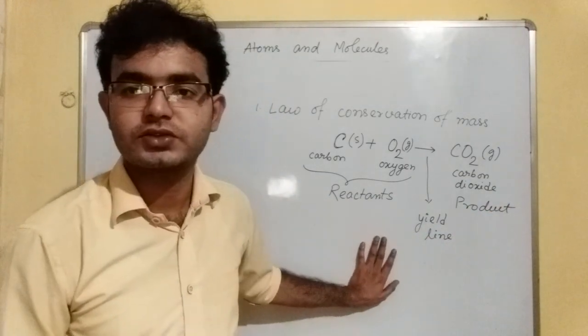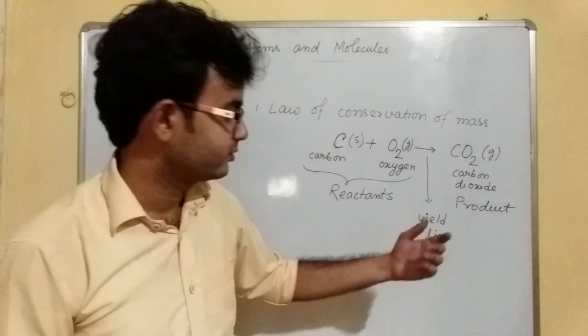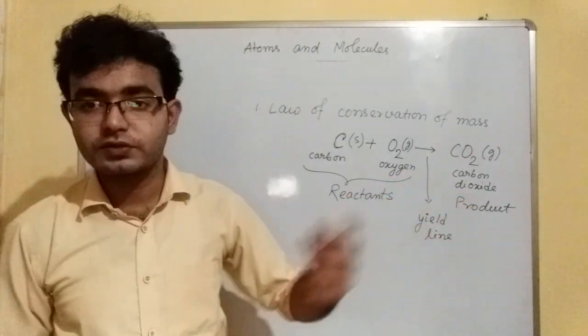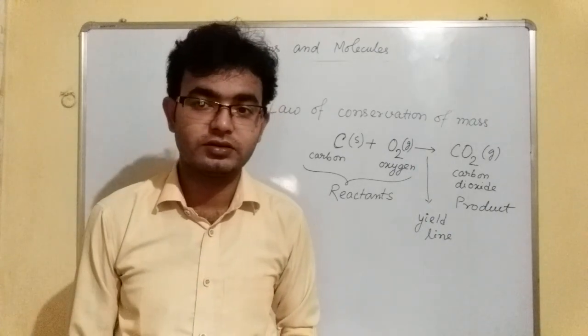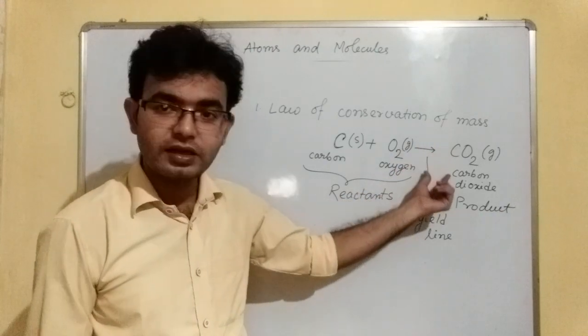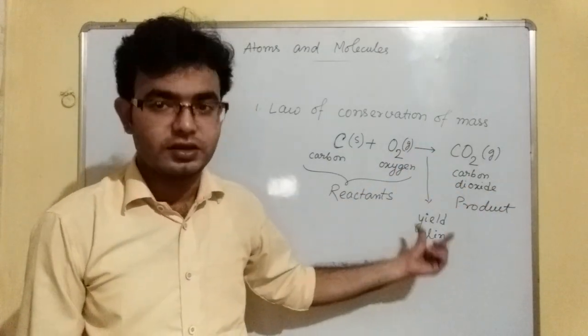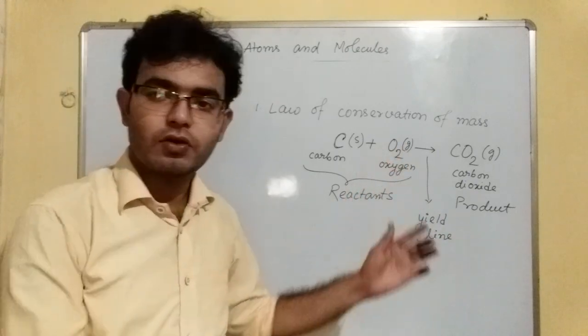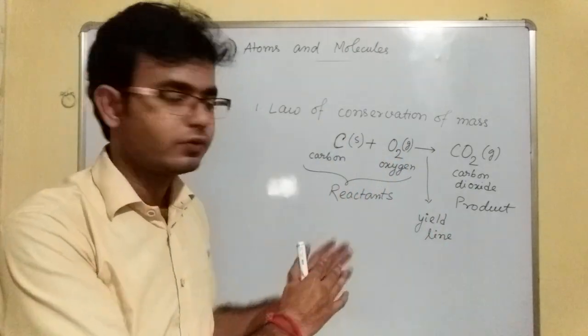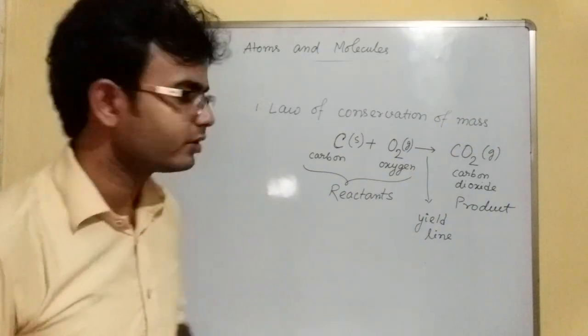Reactants are those substances which react to form the new substance or substances, okay, are called reactants. Those substances which are formed after the reaction are called products, and the sign which represents the direction of the reaction, that is called yield line. Remember, reactants are always present at the left side of the arrow, and products are present at the right side of the arrow, that is also called the yield line.